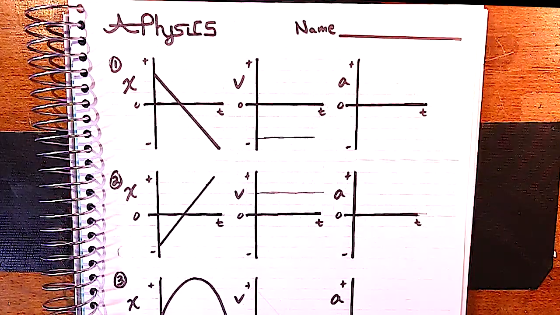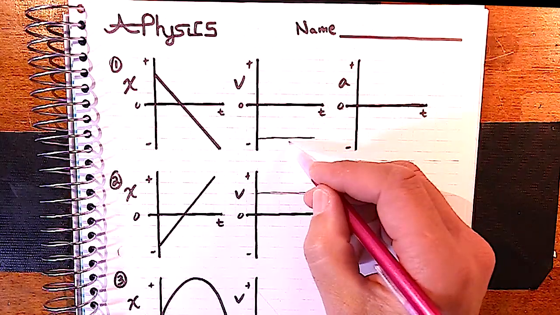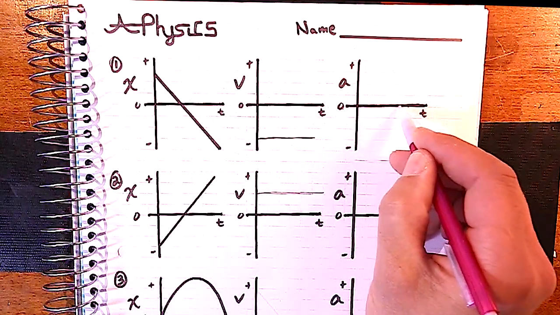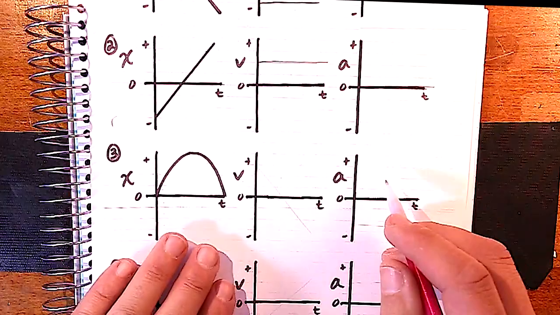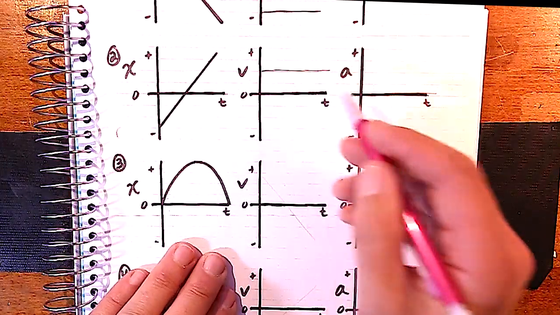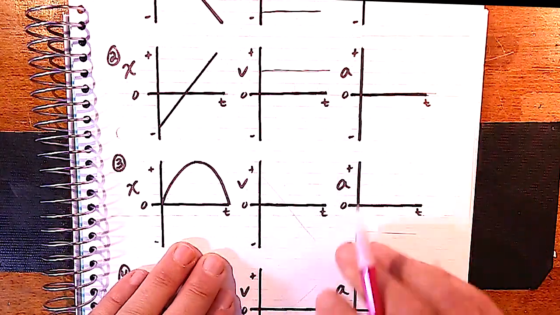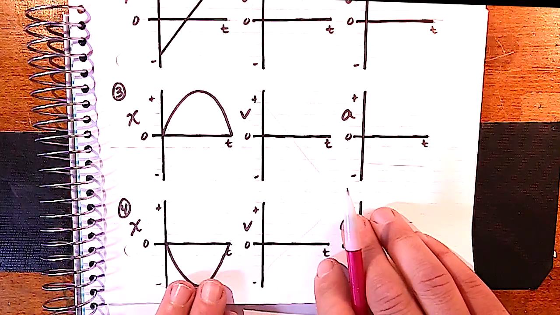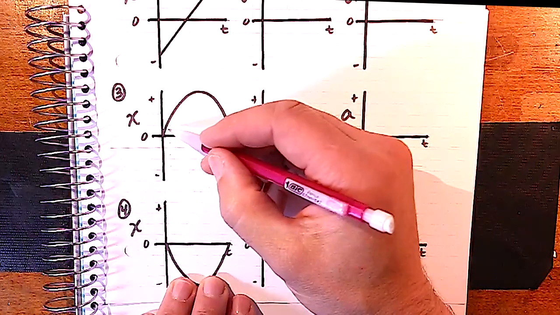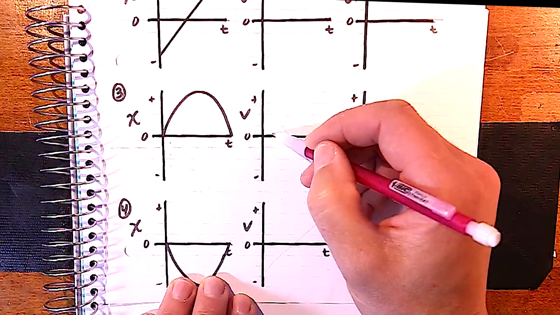Now, I didn't mention this in the problem before, but the slope of this line is 0, so the acceleration is 0. Same with this one. The slope of the velocity is 0, so the acceleration is 0. This one's a little bit more tricky. The slope of this line tells us about this.